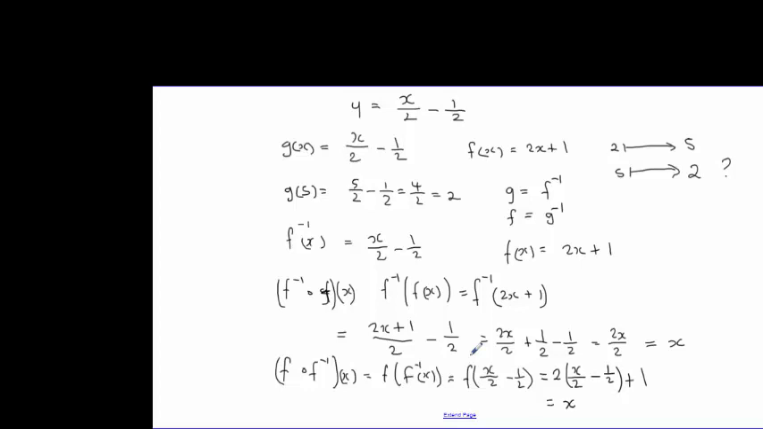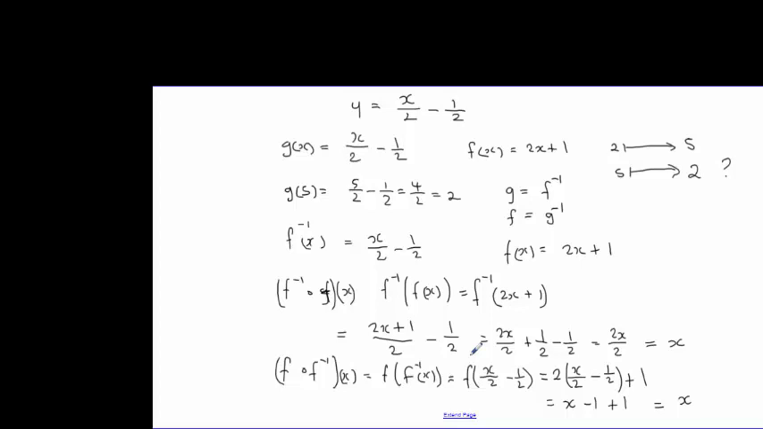If you multiply by 2 here, you get x. If you multiply by 2 here, you get minus 1. If you add 1 here, you get a plus minus a, that's 0. Then it gives you what? X. Are we together, guys? So you see, whichever way you do it, you're going to get identity.